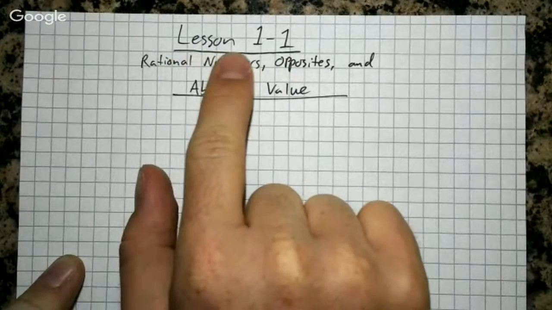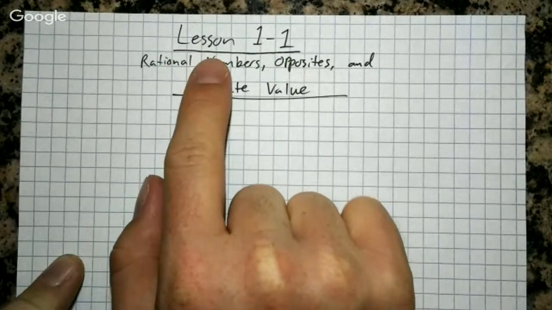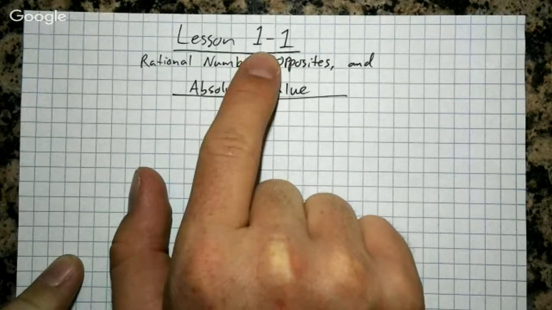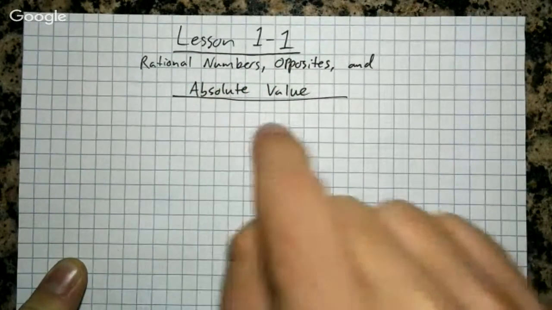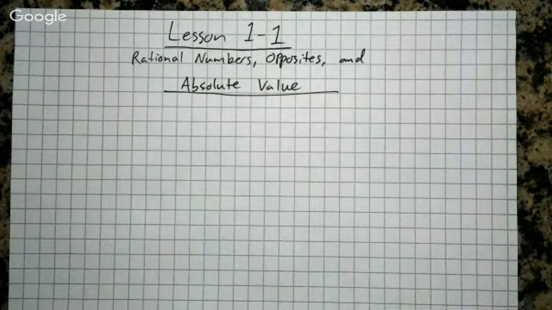Anytime we do a workshop, I will label it like this. If there's one done at home, you just need to label it for whatever section you're covering that day. So today we're going to do rational numbers, opposites, and absolute value.